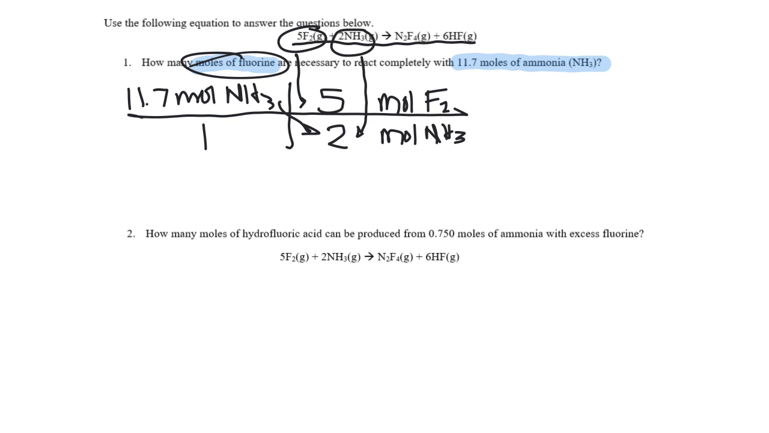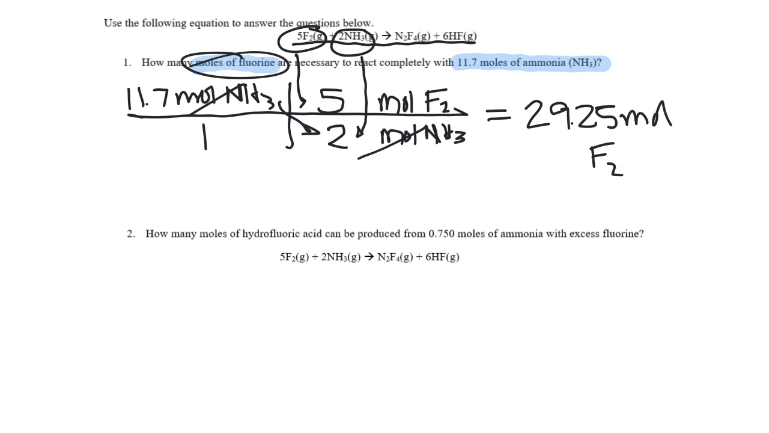So now I have the numbers where I need them. I'm going to cancel my units. And now I do the math. So I multiply 11.7 times 5, divide by 2, and I get 29.25 moles of fluorine.